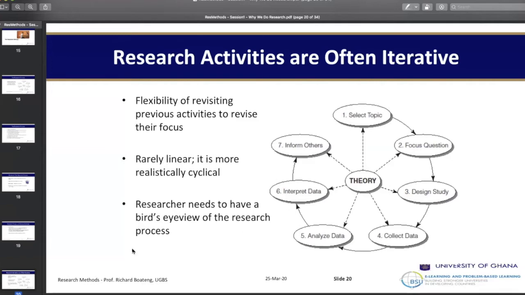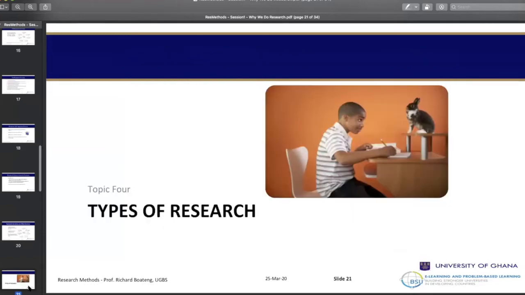Okay, so now we have the research process well explained. Let's look at the last section of what we want to do today. That's the types of research, which is a longer section, and we'll try to cover it within the next.